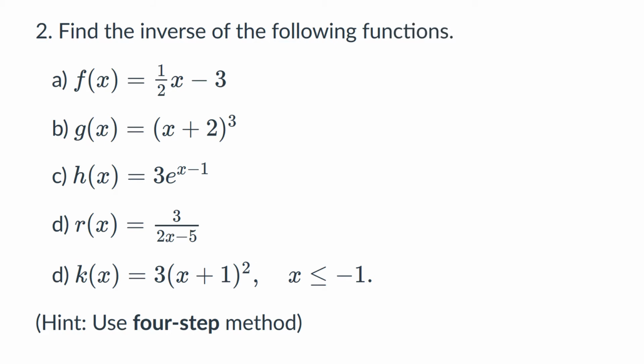As a second problem, we actually try to find the inverse if the function is one to one. And you can see that in the last problem, part D, the function is not one to one, but if you restrict the domain, you can make it one to one. So that's why we have that restriction in part D, x less than or equal to -1, so that you restrict the domain so that the function is one to one. And then we can use the four-step method to find the inverse function of that.